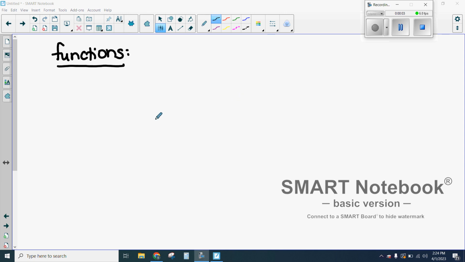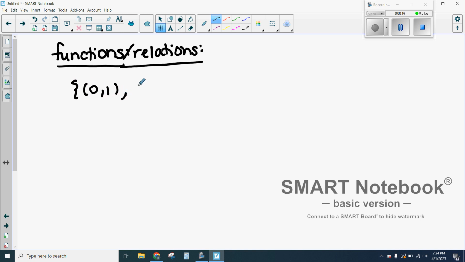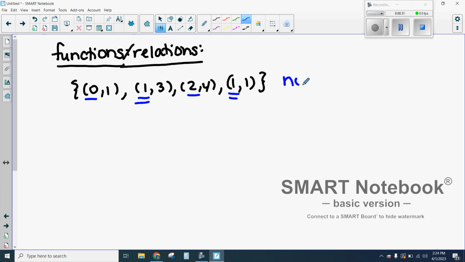Okay, remember when we're dealing with functions and relations, that a function is a relation where every x in the domain is only matched with one y from the range. All right, so for example, if I check the x coordinates, I see the 1 is repeated, so that means this is not a function.